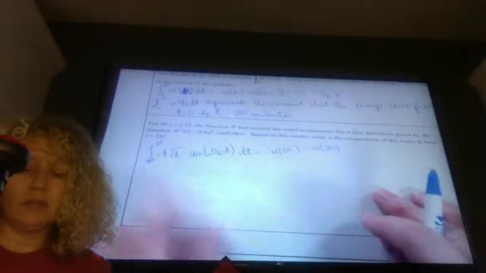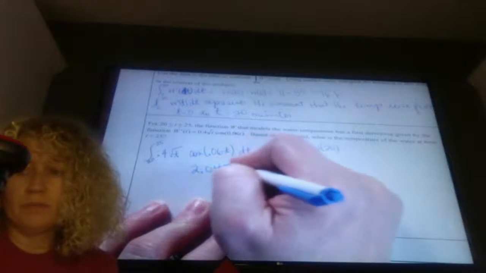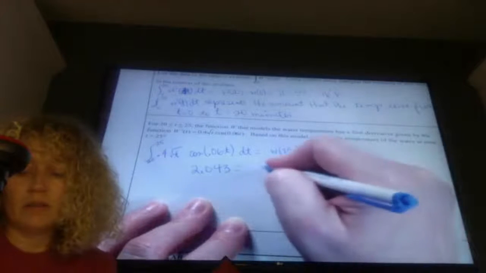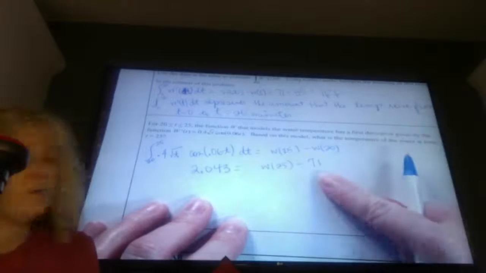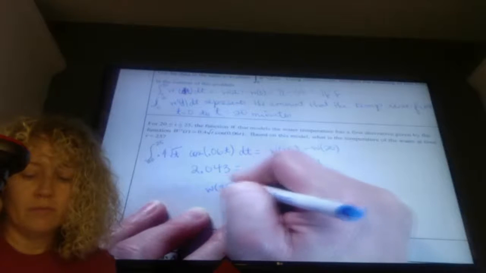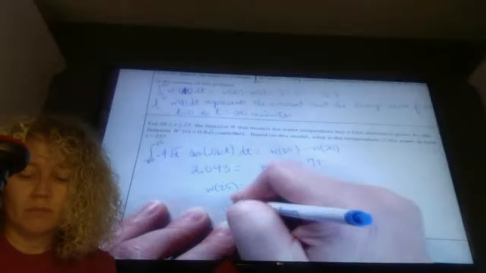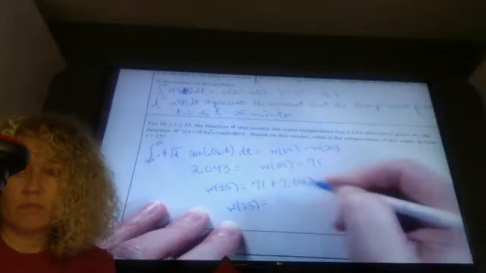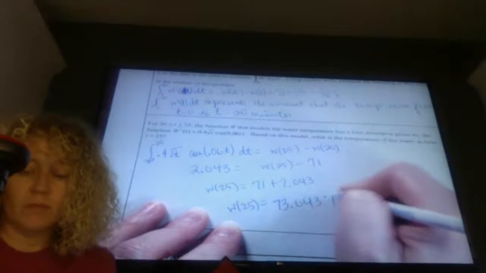Okay, so this is going to be calculator. Just put that in your calculator, and you should get 2.043. W of 25 minus 71. And this 71 came from the chart that's at the top. So I'm just going to add those together. And there's my answer.